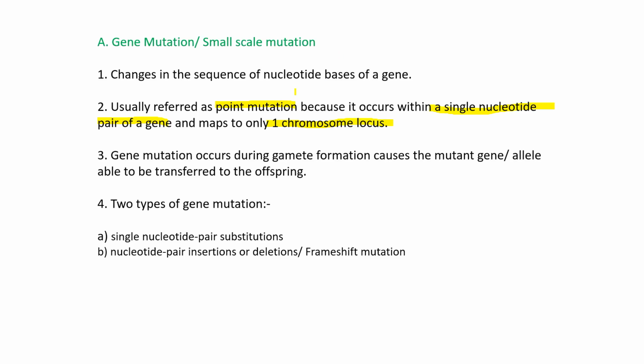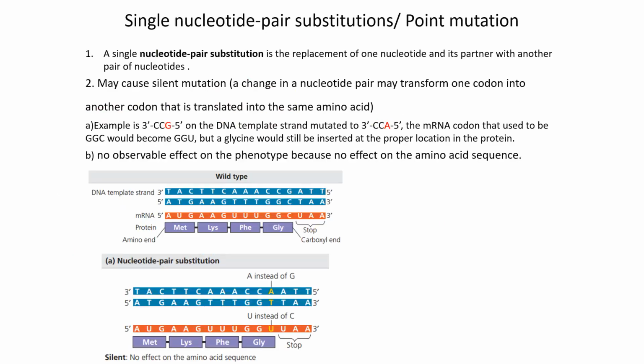Now class, there is a difference between point mutation and frameshift mutation. Gene mutation usually referred as point mutation, but bear in mind there are two types of gene mutation here. The point mutation itself and frameshift mutation. Now let's get to point mutation or single nucleotide pair substitution.